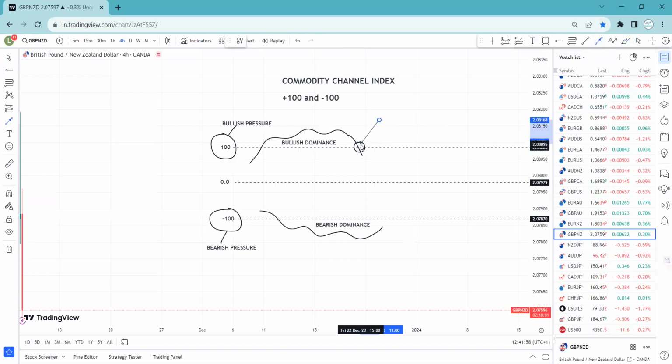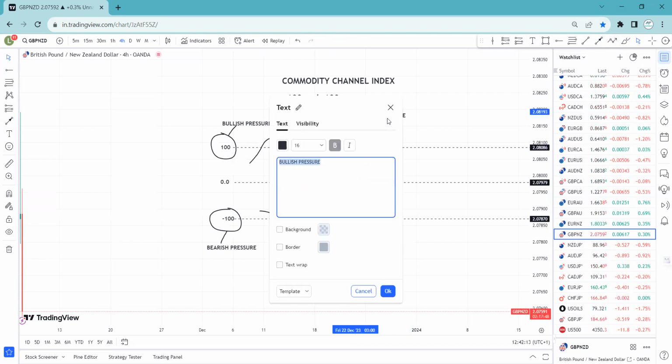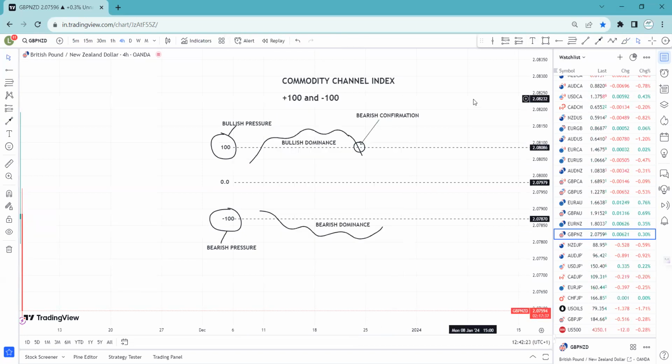Immediately it comes below the positive 100. What this simply means is that the buyers are no longer willing to continue to push prices in their favor. So they are giving off their dominance. And so at that point, what we then have is bearish confirmation. So at that point, the bears will step up in the market and continue to push prices in their favor.